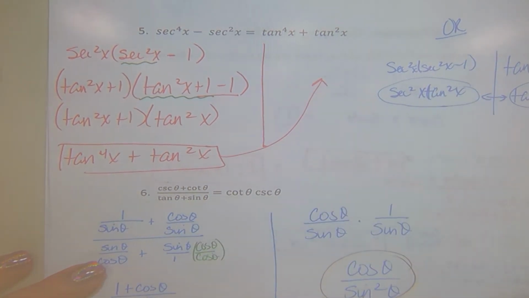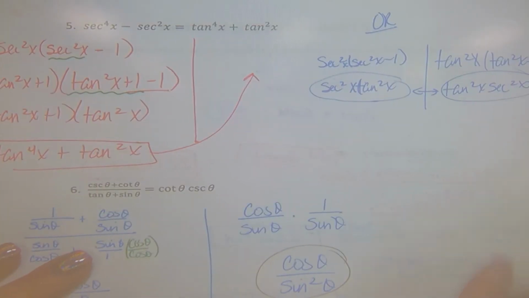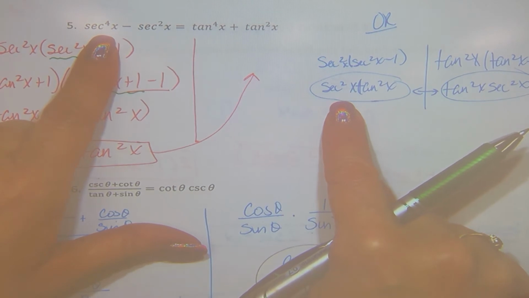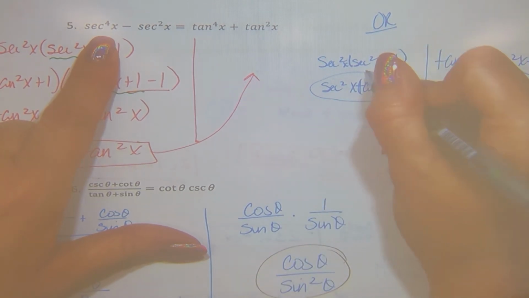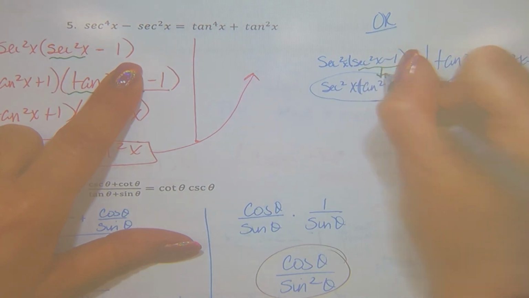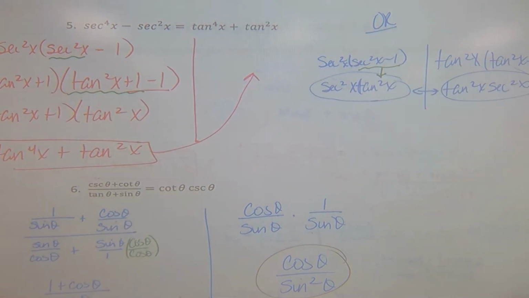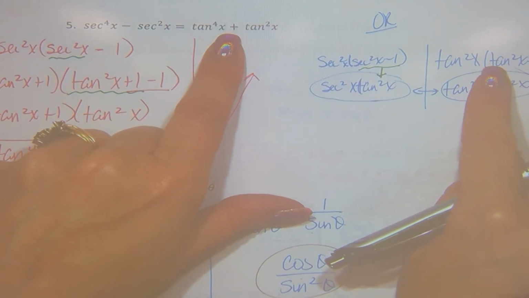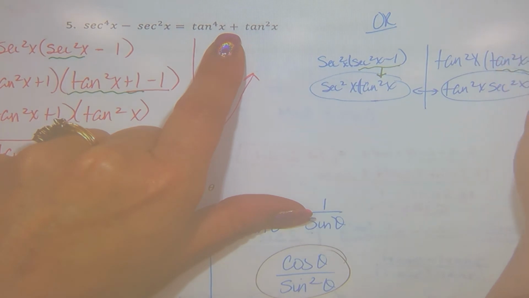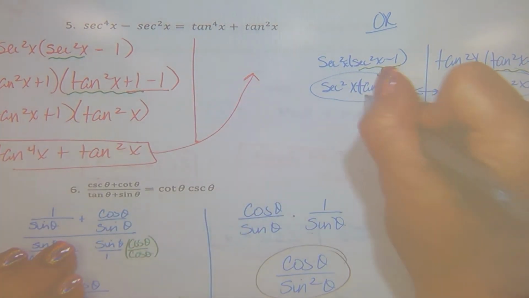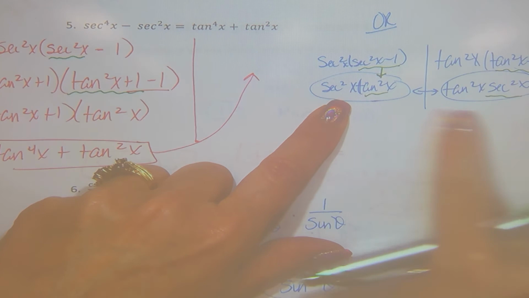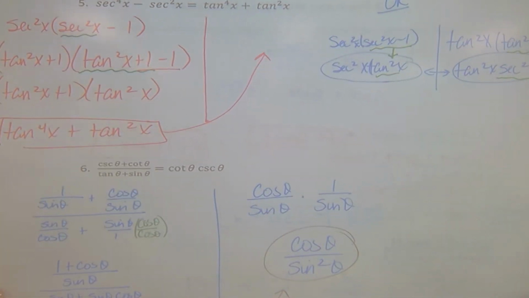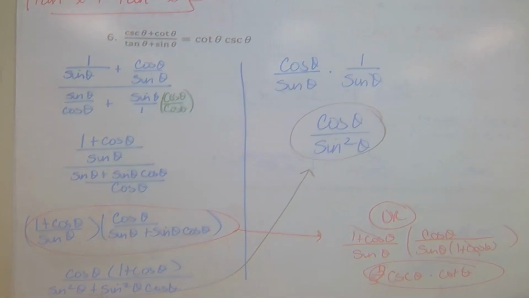Another way to go would be to go ahead and factor out that secant square on the left, and then recognize that secant square x minus 1 is tangent square x, and then simplify the right side to that same point. On the right side, I can factor out a tangent square x, and tangent square x plus 1 is secant square x. I've got a common expression on both sides. Either approach works.